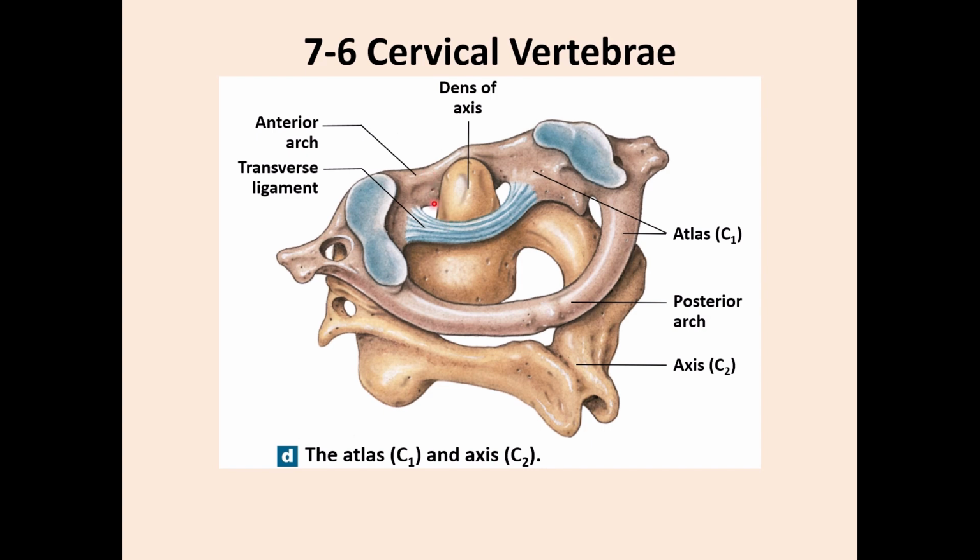So these two, the anterior arch and the transverse ligament, prevent movement of the axis anteriorly and posteriorly like this. It prevents that, because if it moves, then it can damage the spinal cord. So that's why it is there. And some people, for example people with rheumatoid arthritis, that area can be damaged, and then they can have pain and may even have paralysis.